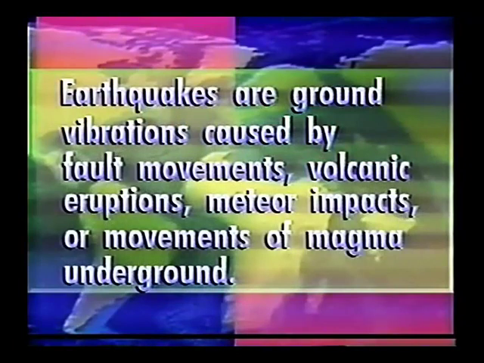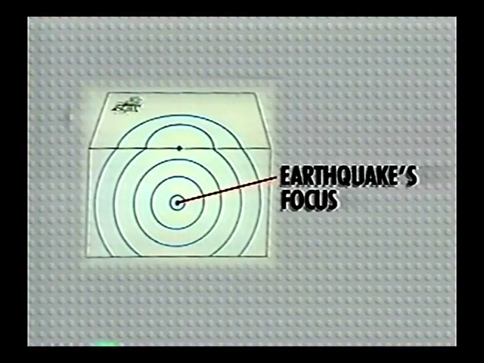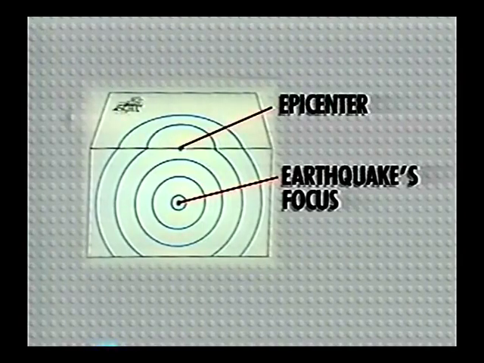Earthquakes are ground vibrations caused by fault movements, volcanic eruptions, meteor impacts, or movements of magma underground. The origin of the vibrations is called the earthquake's focus and is located underground, up to 700 kilometers deep. The point on the surface directly above the focus is called the epicenter.